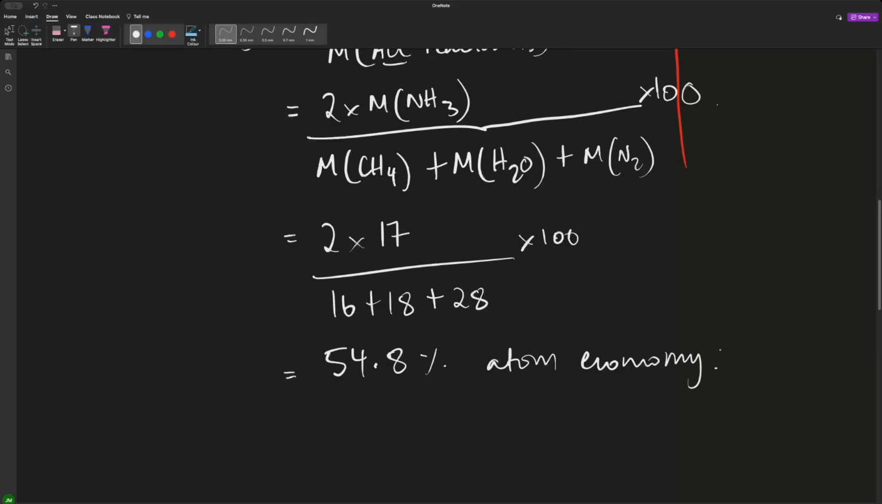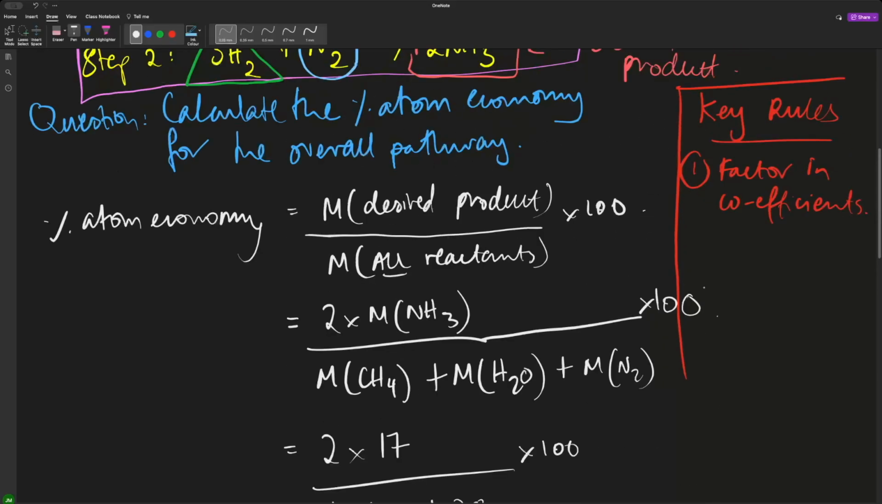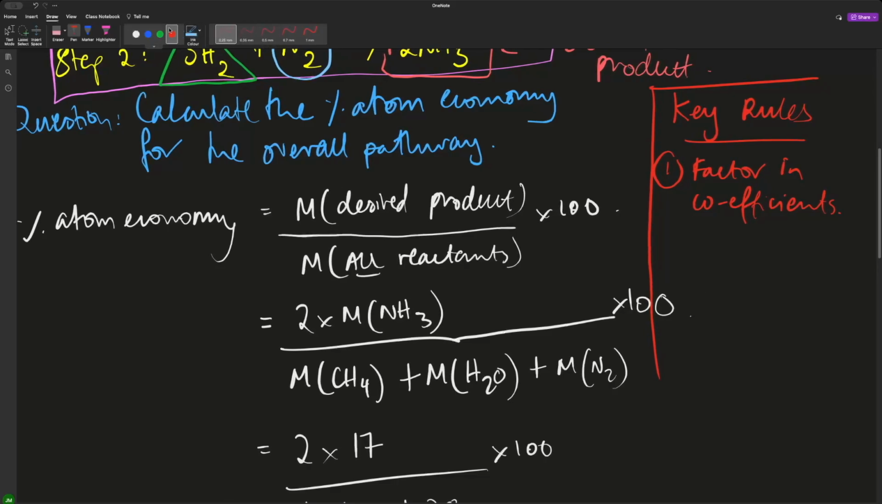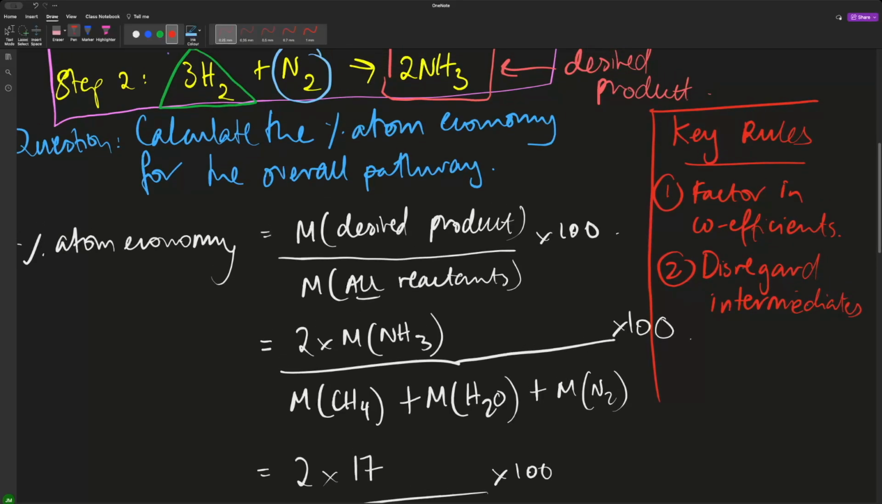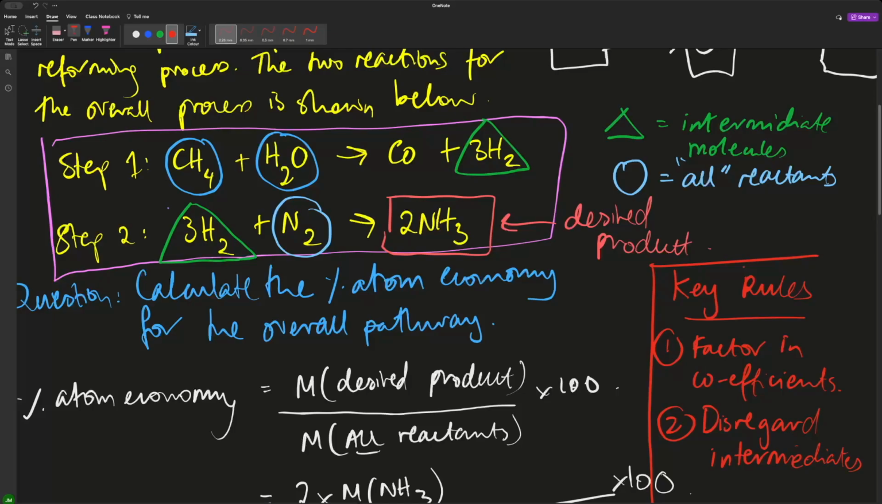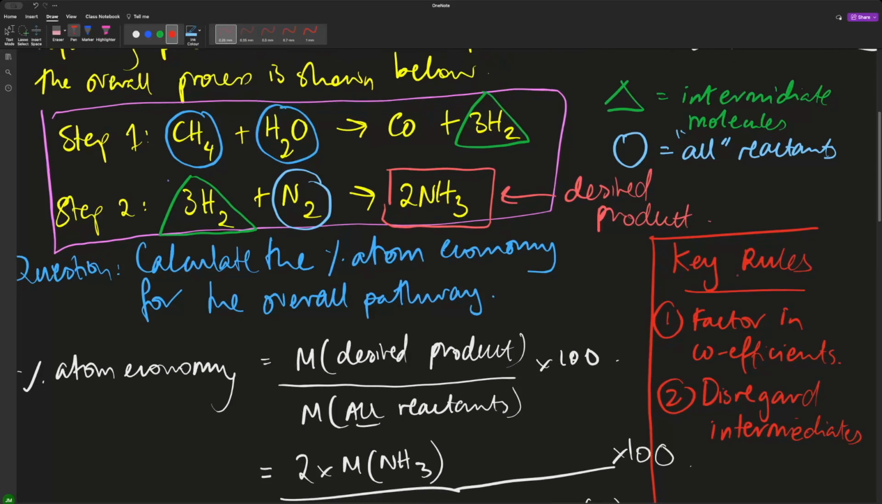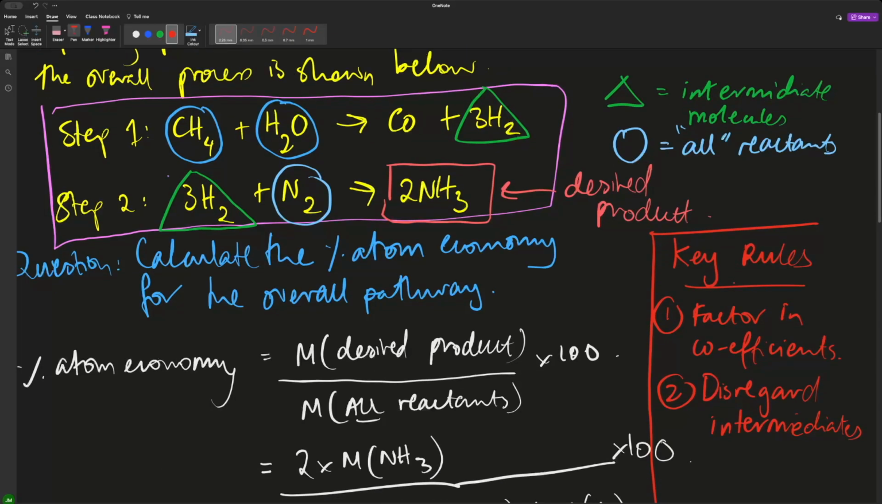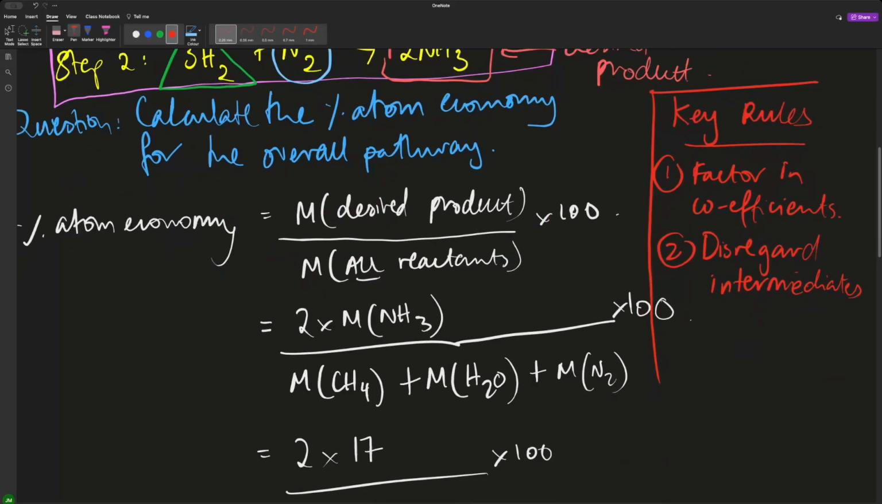Some of the rules that are important to remember: factor in coefficients, and rule number 2 is disregard intermediates. I think I spelled it wrong before. Disregard the intermediate molecules, because if you don't disregard them, then you're double counting atoms. I think that pretty much explains it all.